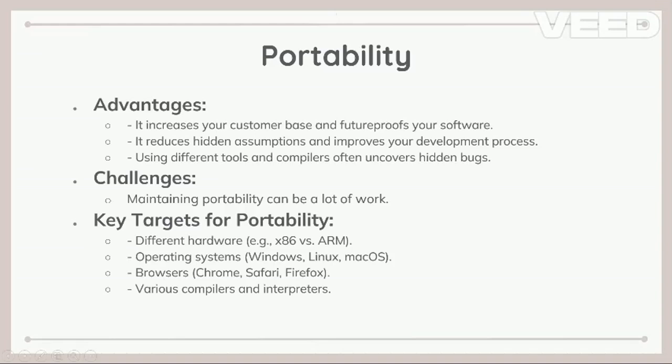Key targets for portability in software development include ensuring compatibility across different hardware platforms such as x86 and ARM, which may have different instruction sets and architectures. Additionally, the software should function seamlessly on various operating systems including Windows, Linux, and macOS, each with its own system libraries and conventions. Browser compatibility is also crucial, ensuring the software works consistently across major web browsers like Chrome, Safari, and Firefox, which may interpret web standards differently. Lastly, it is important to account for various compilers and interpreters, as differences in their implementations can impact the behavior and performance of the software.